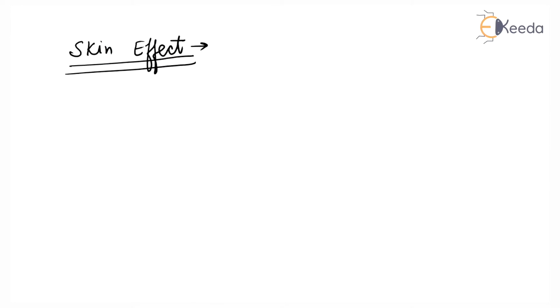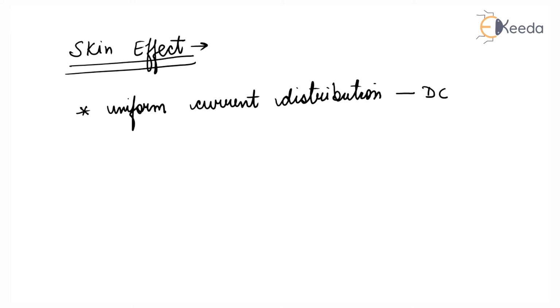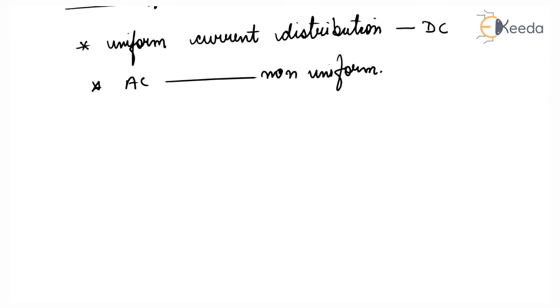Now, an important effect of resistance is skin effect. What is skin effect? Uniform current distribution is only in the case of DC. For AC, it is non-uniform. It increases from the center as you go towards the surface. It also increases with frequency.